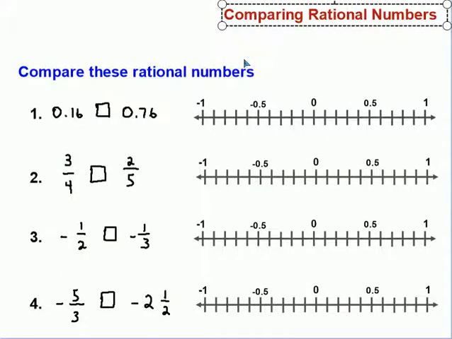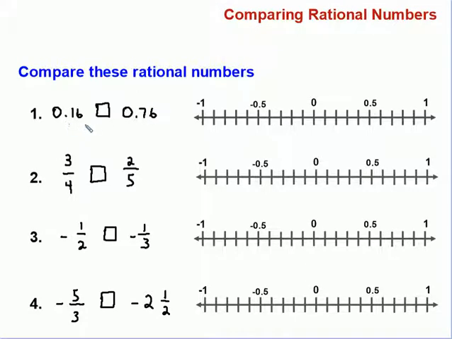Now let's talk a bit about comparing rational numbers. Remember that rational numbers are all the numbers like integers, whole numbers, fractions, decimals that either repeat or are terminating, which means that they come to a stop here. Anything that's not an irrational number is what we're talking about. So we're going to compare some of these rational numbers.